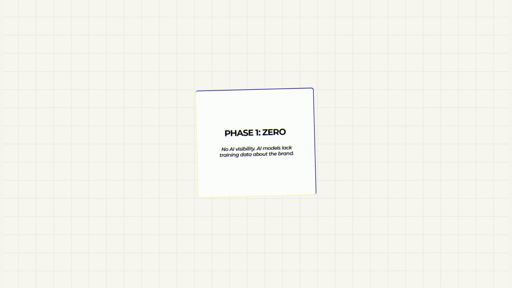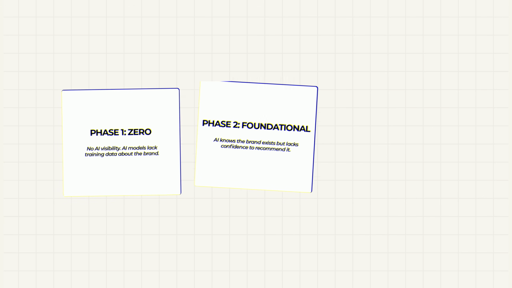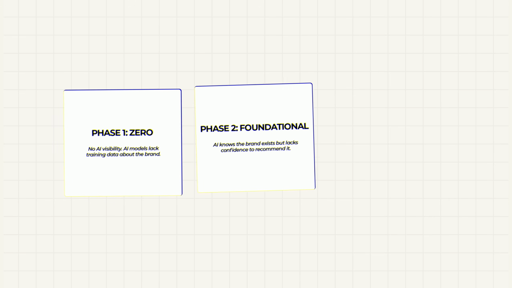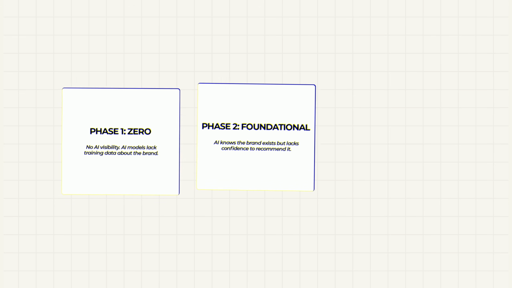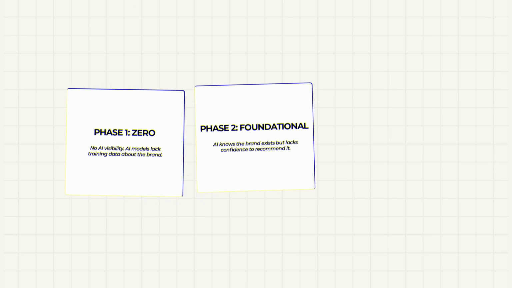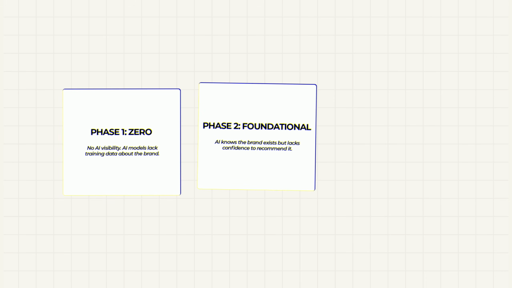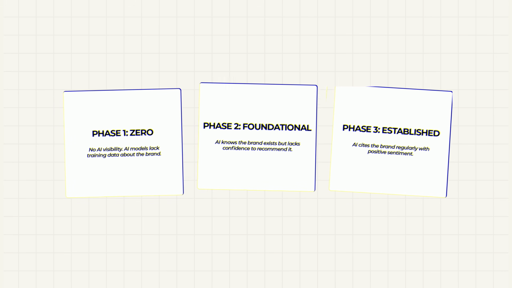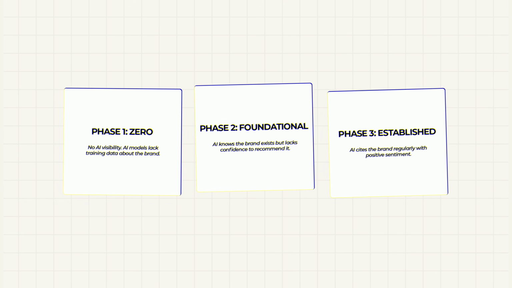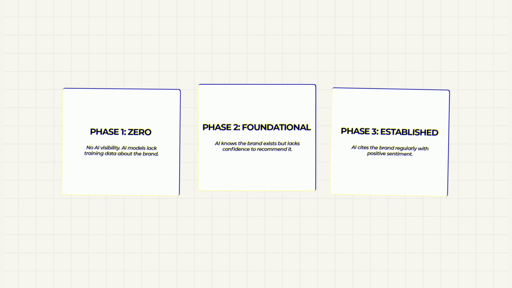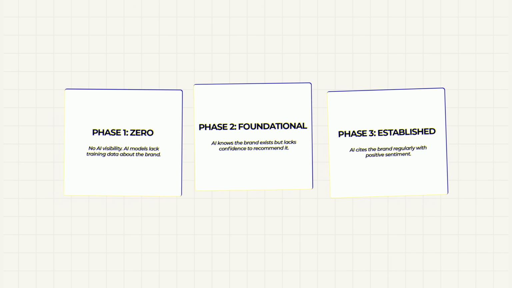Let's go. So phase 1 of AI visibility is zero presence, a brand new business with no website history, no reviews, no mentions anywhere. To an AI model, the brand is completely invisible. Phase 2 is foundational. They have a website, some content, maybe a few reviews. AI mentions them occasionally, but inconsistently and with low confidence. Phase 3 is established, a known brand with press coverage and community mentions. AI cites them regularly with positive sentiment.